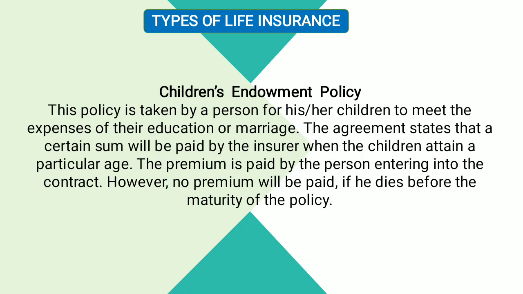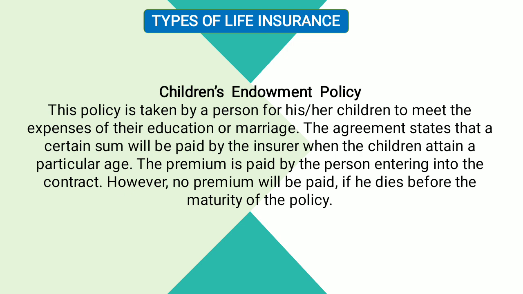So next we have the children's endowment policy. This policy is taken by a person for his or her children to meet the expenses of their education or marriage. When any parent takes an insurance policy in the name of their son or daughter for their education or marriage, that is considered a children's endowment policy. The agreement states that a certain sum will be paid by the insurer when the child attains a particular age. It may be 18, or 21, or 25, like that.